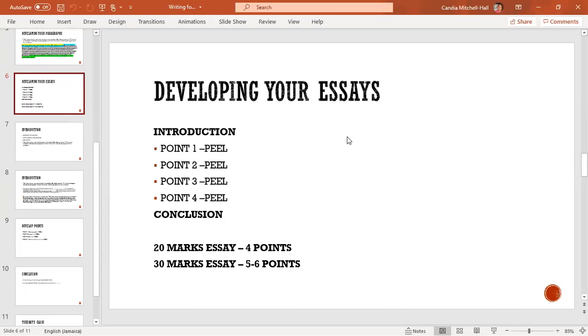So when you have your essay, this is how your essay should look. You have your introduction, then you have point 1, point 2, point 3, point 4, conclusion. When it's a 20-mark essay, we usually want 4 points. When it's a 30-mark essay, we usually ask for 5 to 6 points. That's what we're usually asked for, all right?